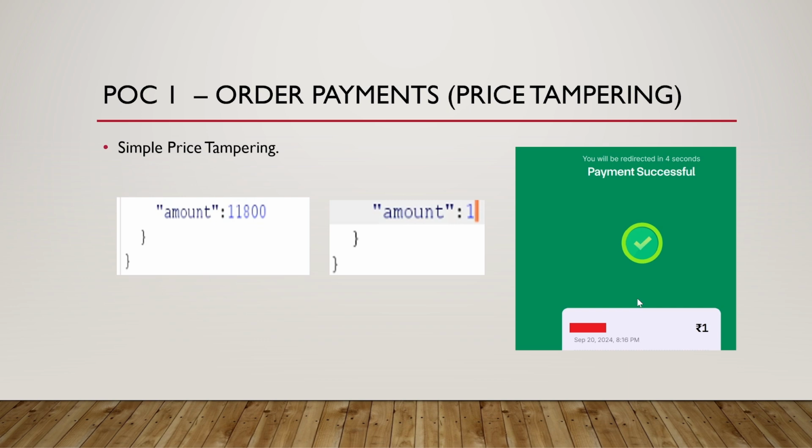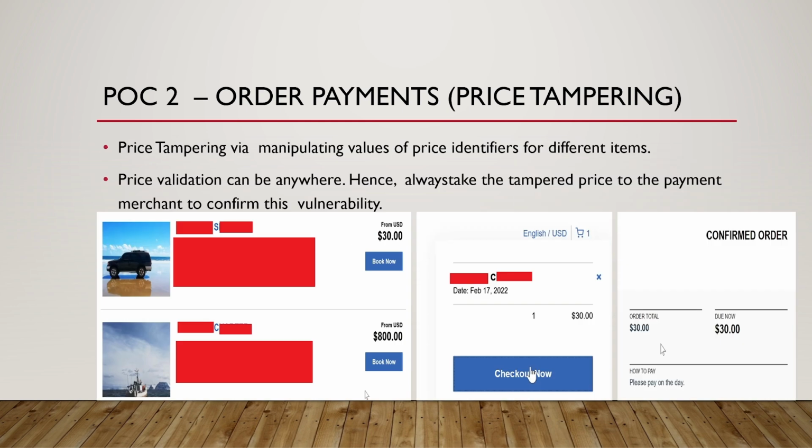So always check that the tampered price is flowing to the payment merchant, right? For example, if you are manipulating the price, but in the end it is getting validated and you are not able to complete the transaction, then it's not a vulnerability, right? Validation can be anywhere. This is the second scenario.